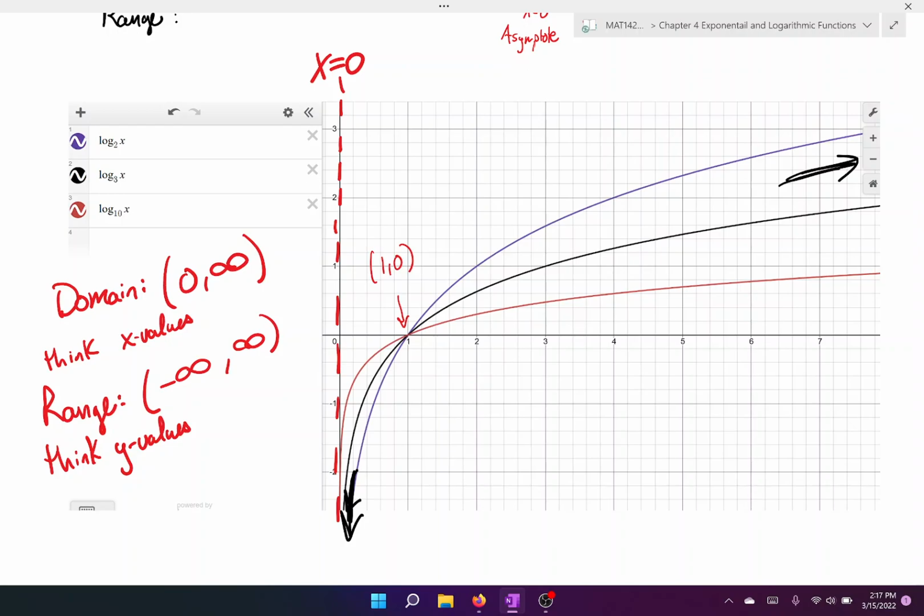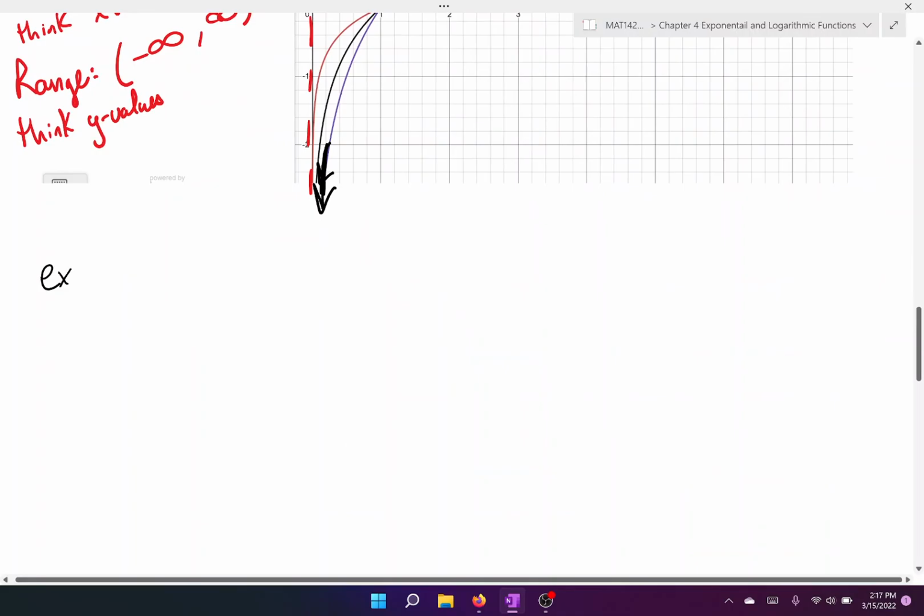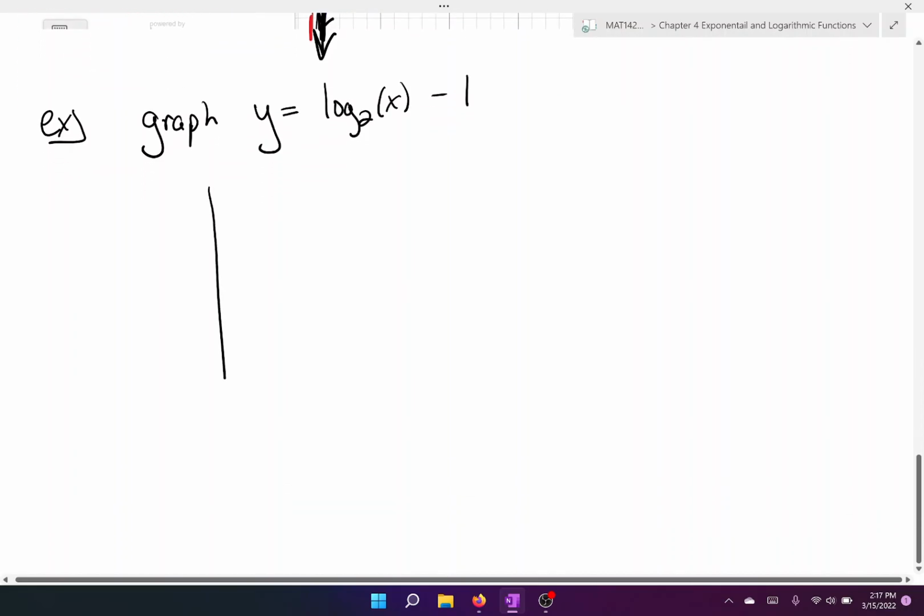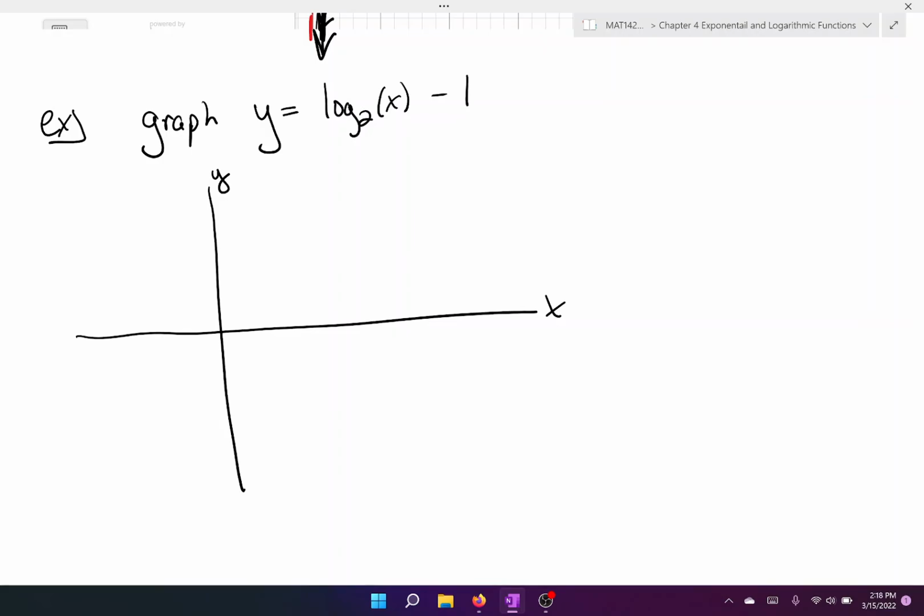The only thing is, okay, well, what if I start to do translations here, okay? So like, for example, let's say I wanted to graph y equals log base 2 of x minus 1, okay? So the way that we approach this, all right, is we have our parent function, which is the logarithmic function. And in black, and I'm going to try to do this very lightly, it's going to look something like this.